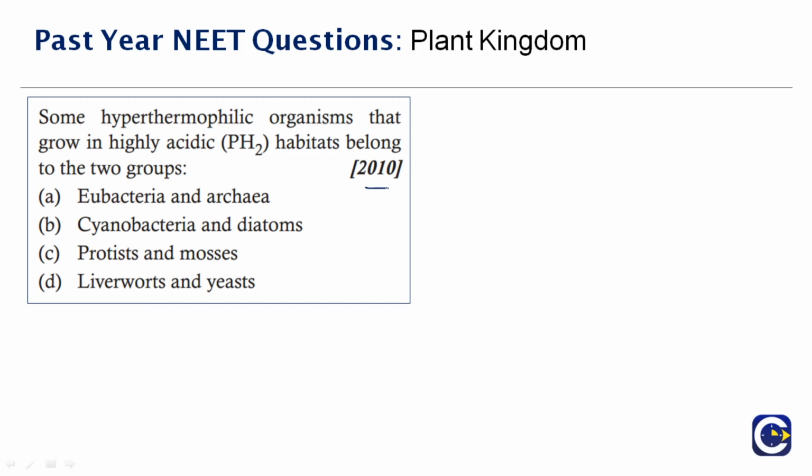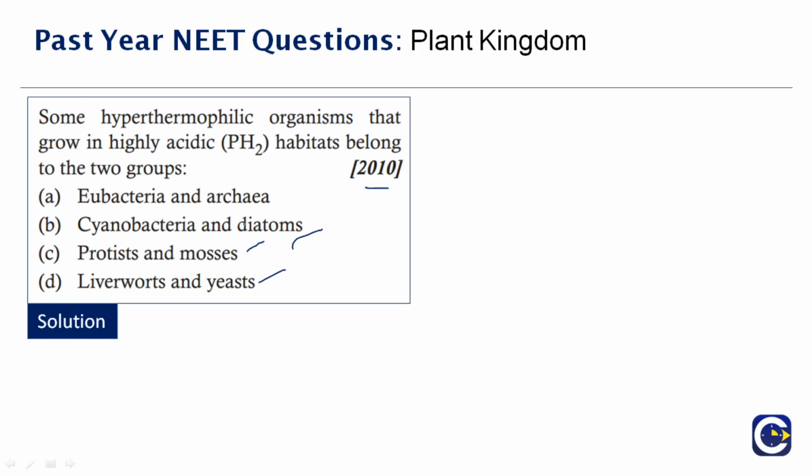This question is again from 2010. Let's read it. Some hyperthermophilic organisms that grow in highly acidic pH habitats belong to which group? Coming to the solution, now if you see cyanobacteria, diatoms, mosses, liverworts, yeast, they are all the normal growing organisms, algae, plants, bacteria. But these, if you see, they will grow in a normal environment, a normal temperature.